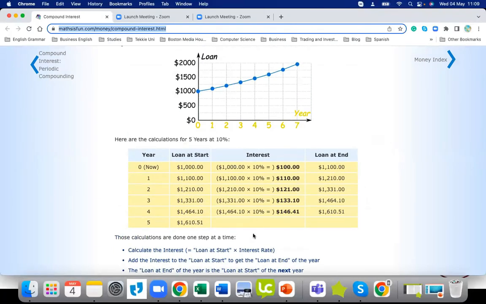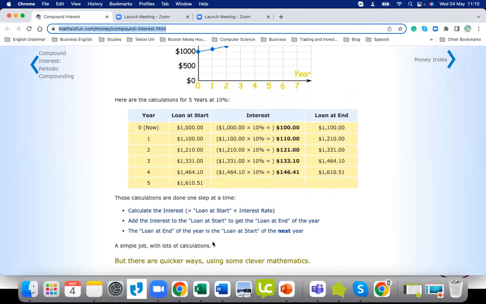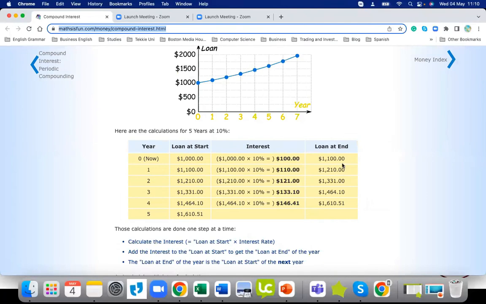It's going to help you to understand how to calculate compound interest. But it's actually quite simple. You just calculate the initial amount at year 1 times 10%, and then for each following year, you do the same thing, but you're taking the loan at the end amount. So it's the principal plus the interest that you're calculating the new compounded interest amount. Any questions?